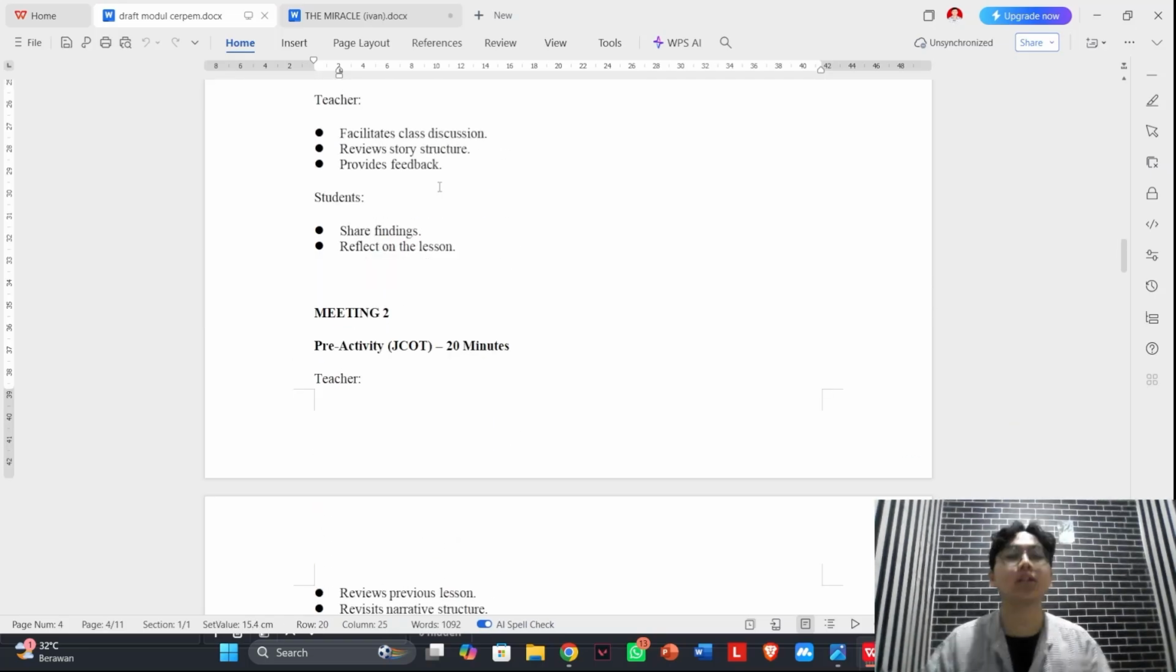In the post activities, the teacher can make an innovative class. For example, after you read the story, I will divide you into groups, and after that you have to review the story structure with your peers in your groups.